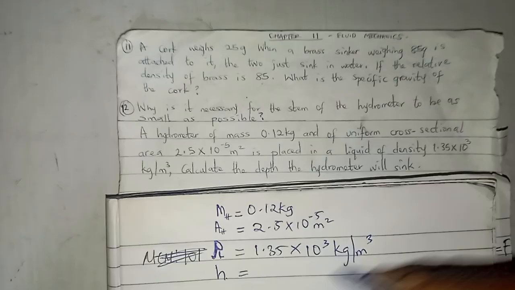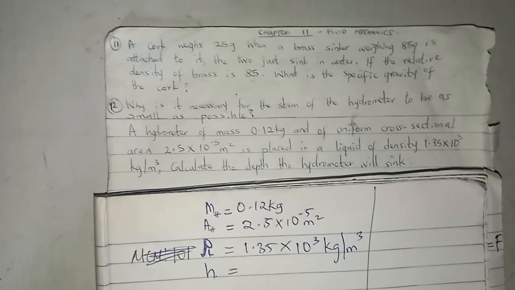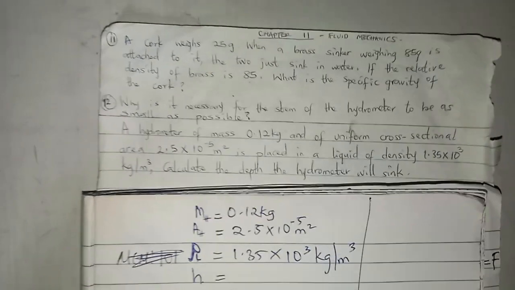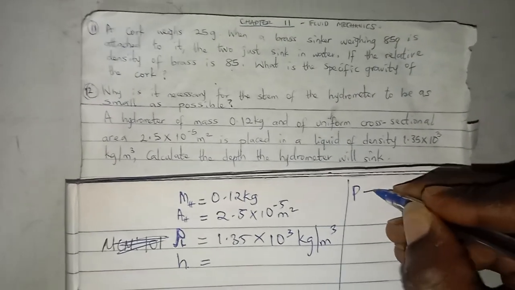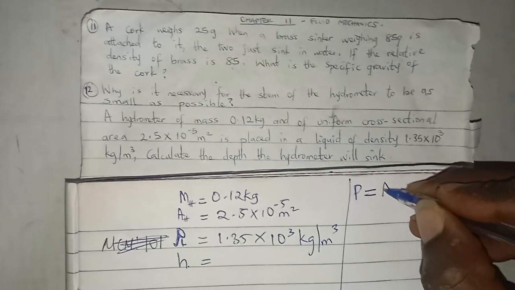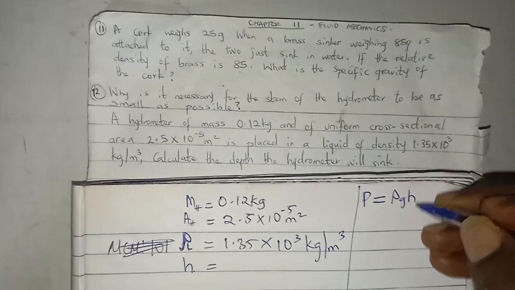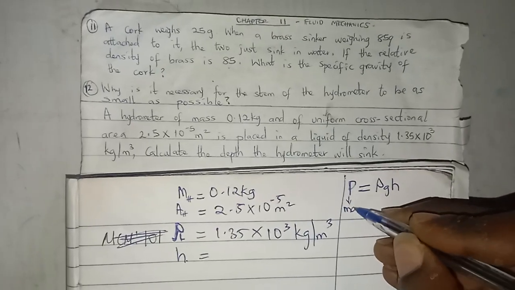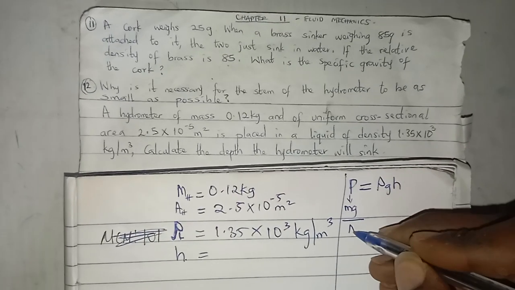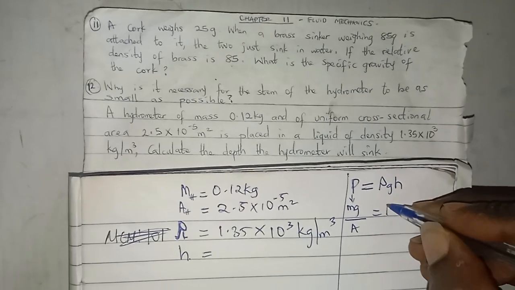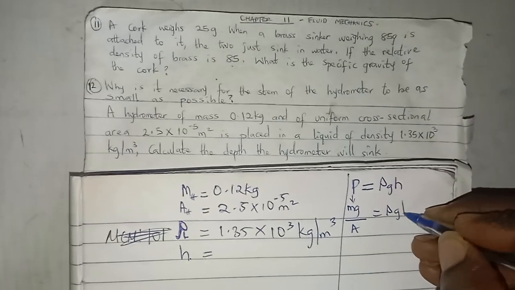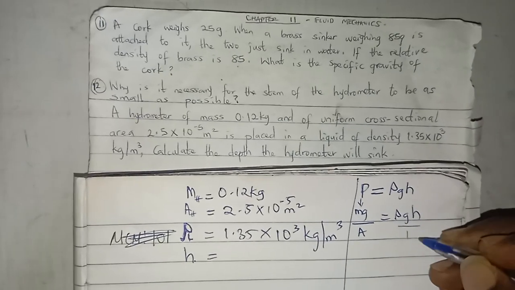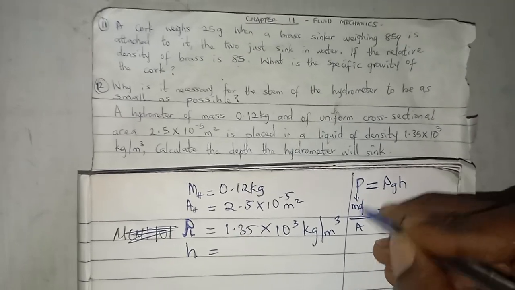So the formula I will use is simply the formula of P, I've proved this thing in the first video, equals rho g h. And remember that this is pressure. Pressure is given by force over area, mg over area equals rho g h. So over 1. This can take care of this.